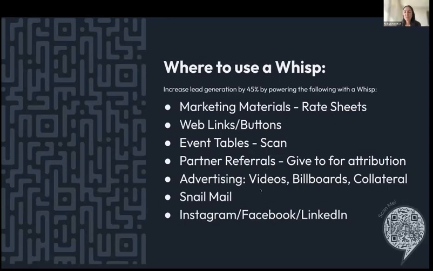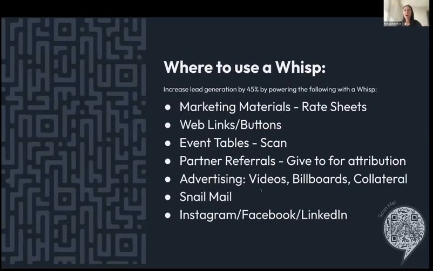Advertising for videos, billboards, collateral, snail mail is great. If you have somebody that says, I want you to partner with me on a mailing, maybe you want to do it, maybe you don't. If you do want to do it, definitely get your Whisp QR code on there, because what's amazing is on the back of the envelope, when there's a QR code and somebody can scan it, you'll get their information so you can follow up with them.